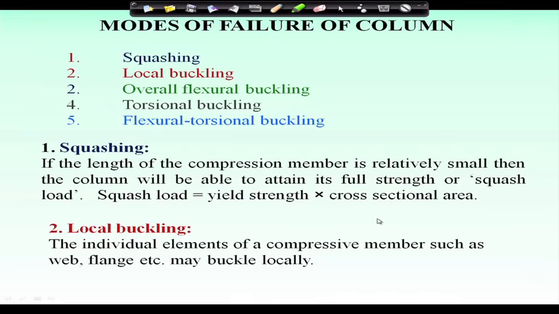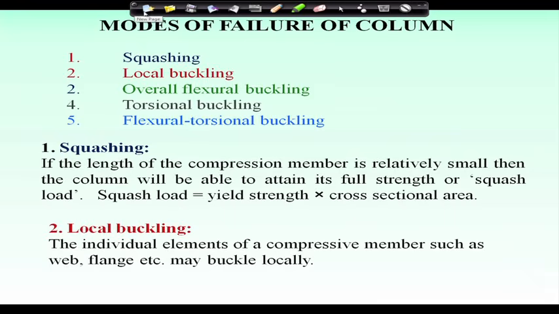Now, when we go for calculation of the strength of a compression member, or when we go to design it, we have to see what types of failure come into picture. Depending on the type of failure, we have to find out what strength can be carried by that particular member. In a compression member, different types of failures occur.